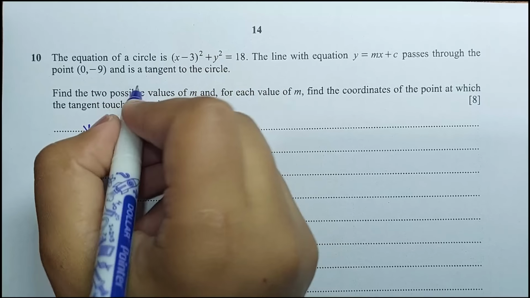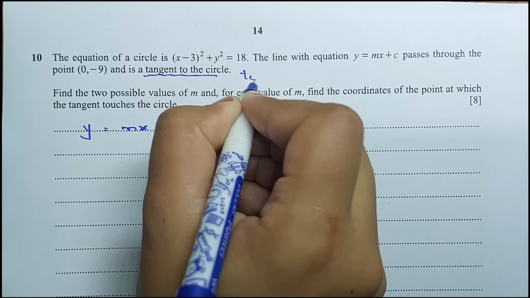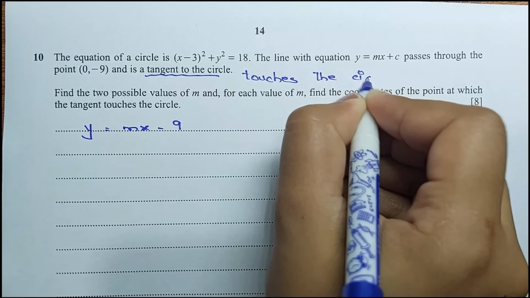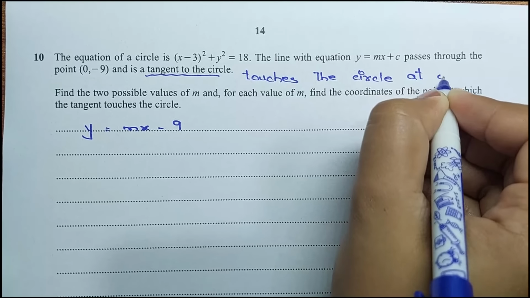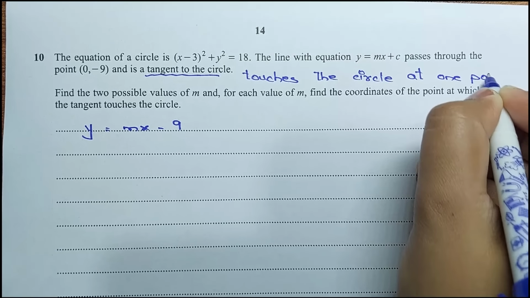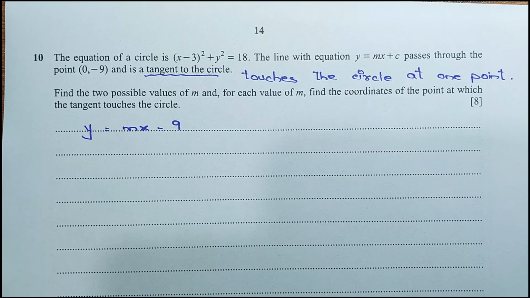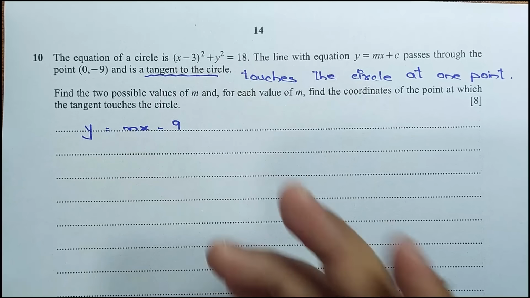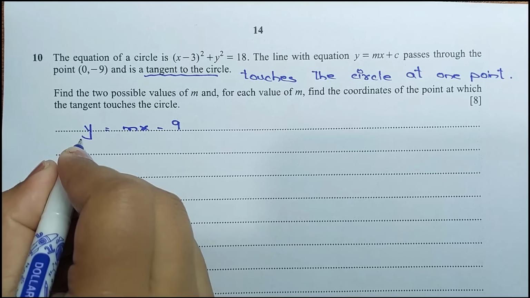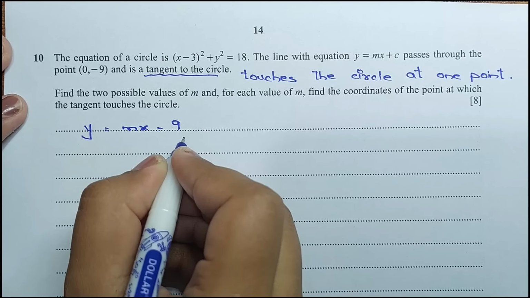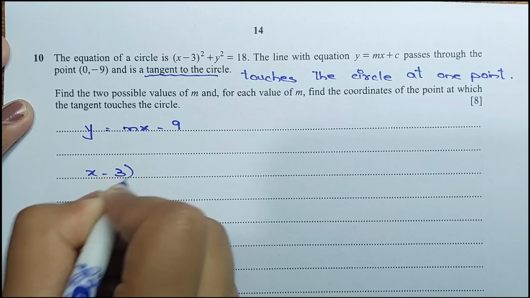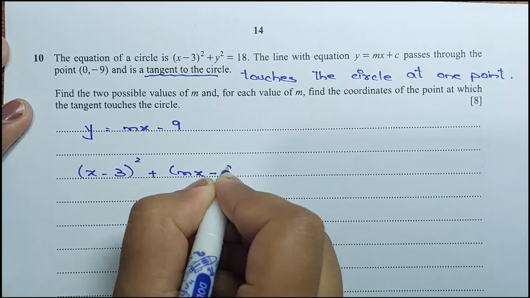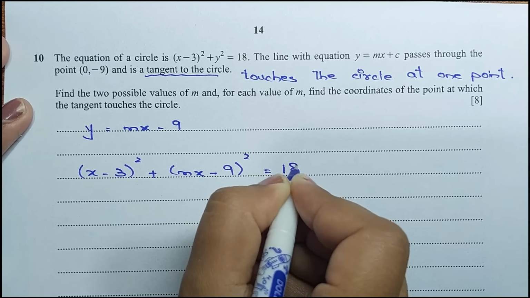And is tangent to the circle. So tangent to the circle, it means touches the circle at one point, because tangent always touches the curve at one point, right? So it touches the circle. It means we have to put the circle and these two should be equal, right? Or we can say this is my y, and let me plug this into x minus 3 whole square. The y would be equal to mx plus minus 9 whole square equals 18.